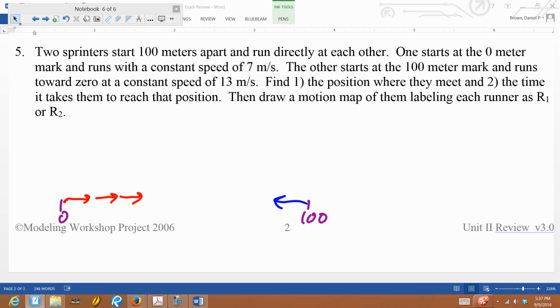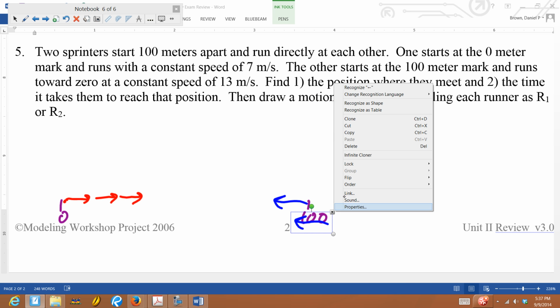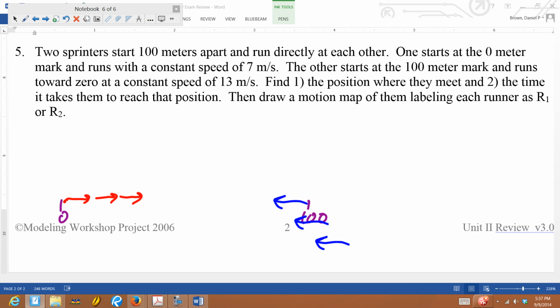And let me actually see if I can select an arrow and just make more identical arrows. That way they all look just the same. How's that? Alright, so those will be my 13 meters per second backward toward the 0.